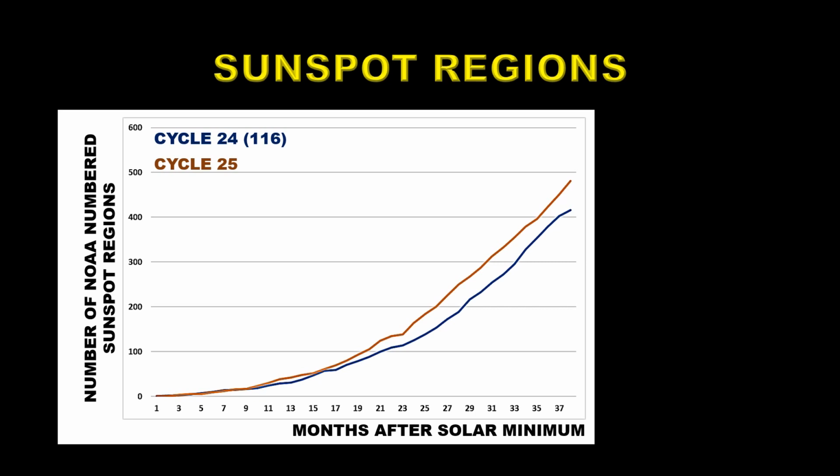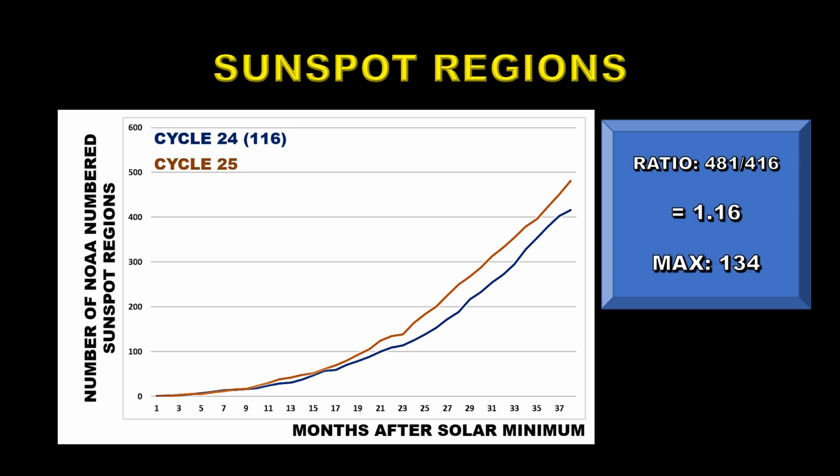And this is a theme you'll see in other plots that I've got coming up. But if we take the ratio of the number of regions so far, we have an estimated maximum of 134 for the cycle, assuming it follows a similar trend to solar cycle 24. But it looks as though it's going to outclass that.